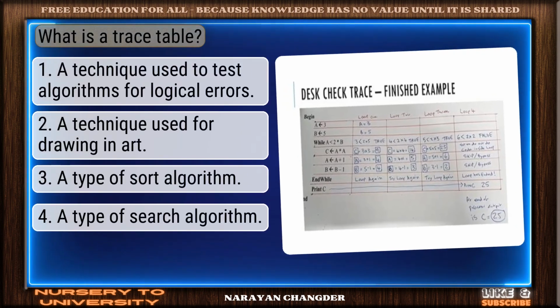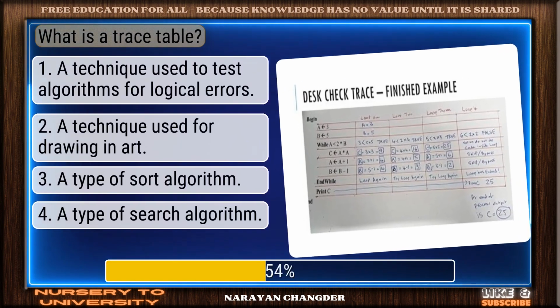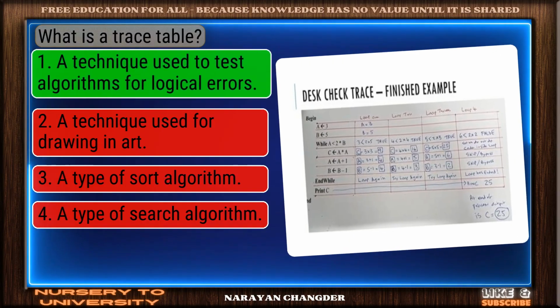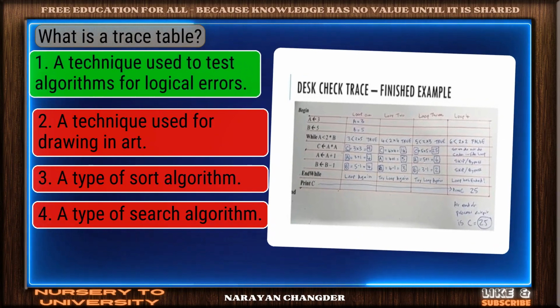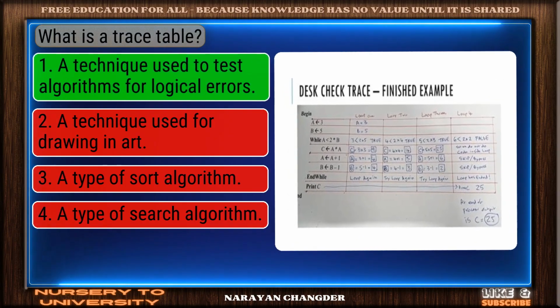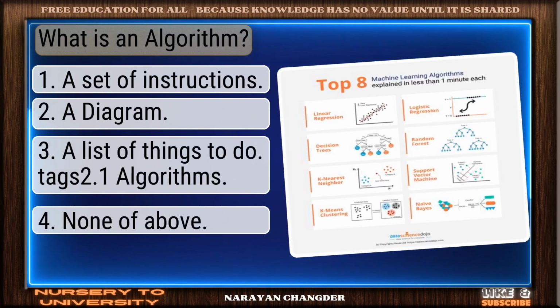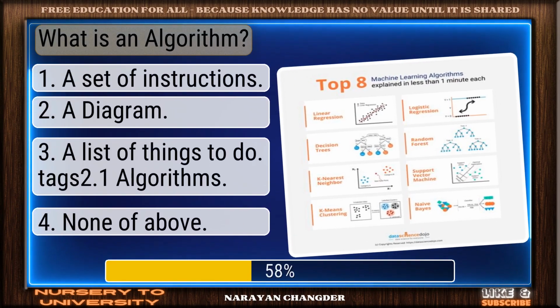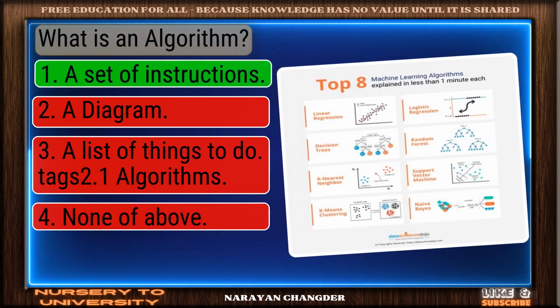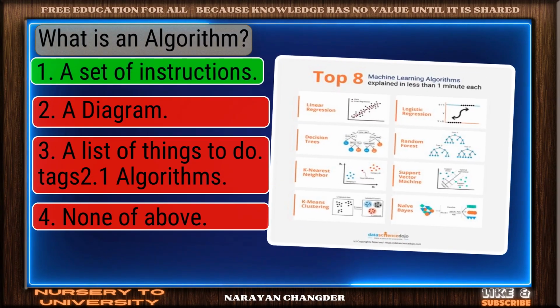What is a trace table? Well done. A technique used to test algorithms for logical errors is the right choice. What is an algorithm? Perfect. A set of instructions is the correct choice.